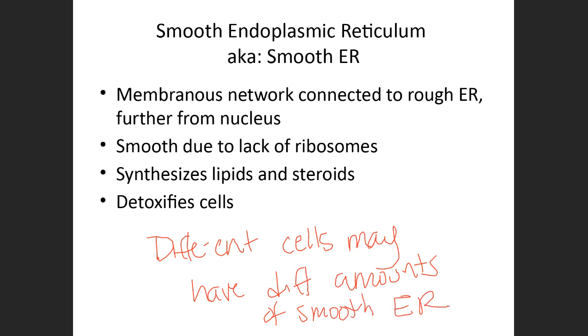And I'm going to write that down. That is going to be, I think, our question. Why? Which cells might have more rough ER or smooth ER, now that you know a little bit about their jobs?